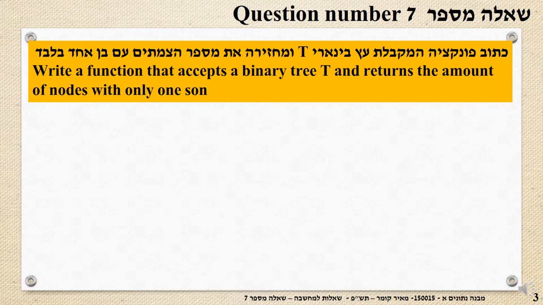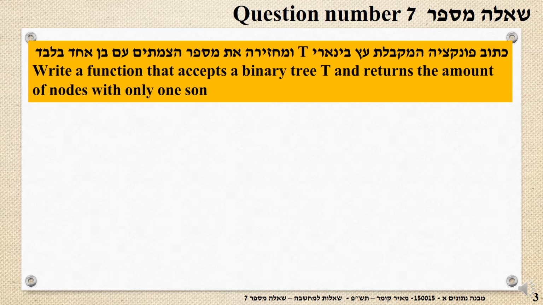Basically, we're saying with only one non-empty son, because obviously every node has two sons. Even a leaf has two sons, which happen to be empty. But we understand what one son means, meaning that there's an actual tree there. Okay, so pause now. Do a pause and answer the question.